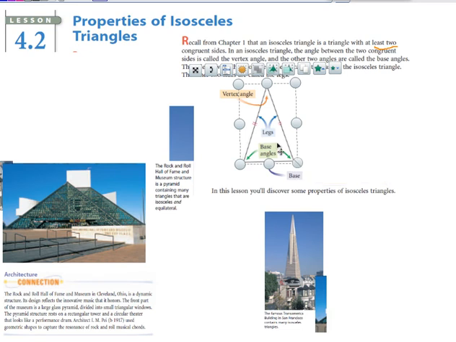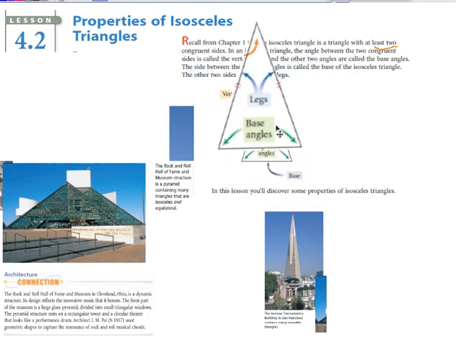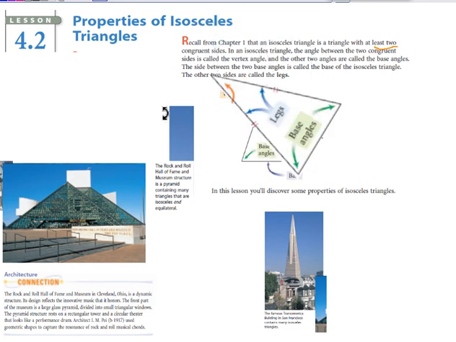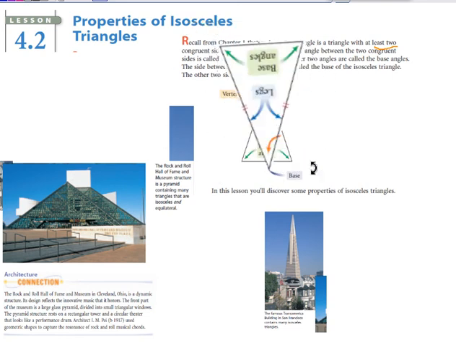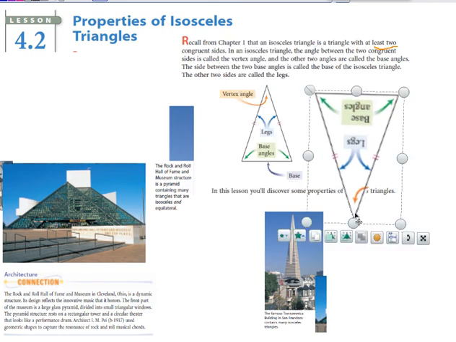So the biggest thing is to remember the vocab here, and notice the vertex angle is the angle at the top, although it's not always at the top, between those two legs. And the base angles are the two angles that aren't the vertex angle. But remember, it can be turned as well. So you could have base angles up here at the top, and your vertex angle is still going to be between those two congruent angles.